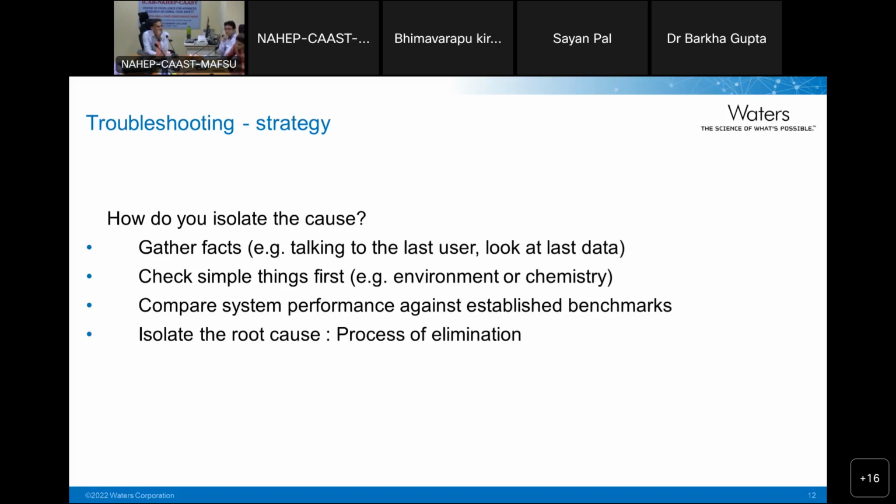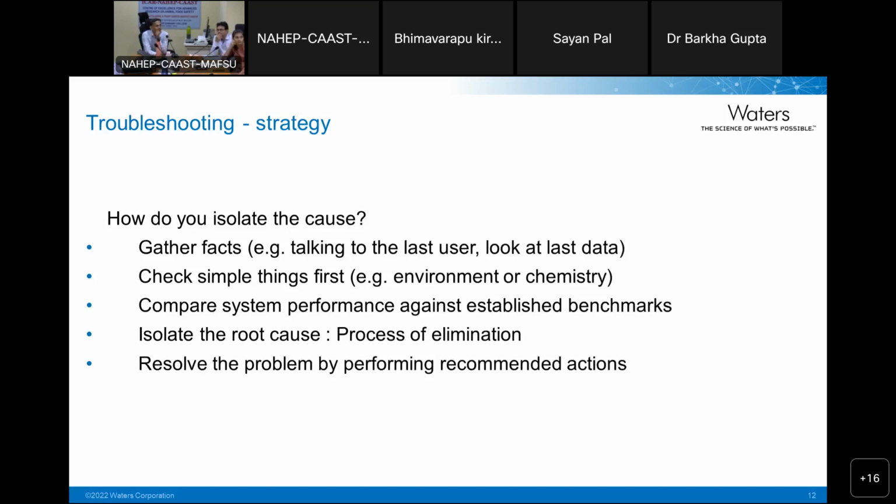Isolate the root cause by the process of elimination. You start eliminating one by one and come to the cause of the problem. Resolve the problem by performing recommended actions. Like there are some recommended actions, like you need to flush the system properly.